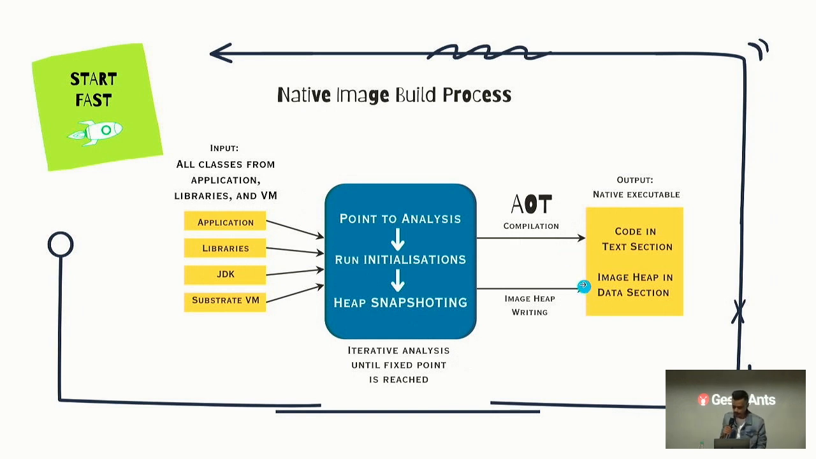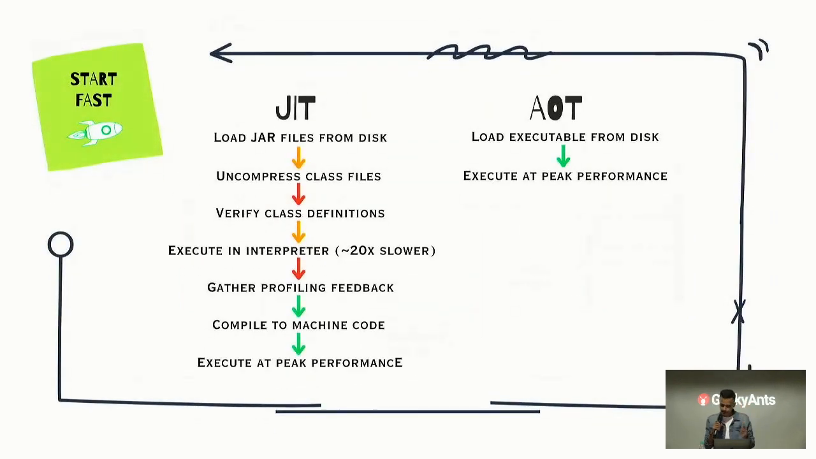Okay, and after doing all these steps, AOT writes your code in the text section of the native executable, which is your output, and the image heap is put in the data section. Yeah. So next, let's understand how these two compilers work. First one is JIT.